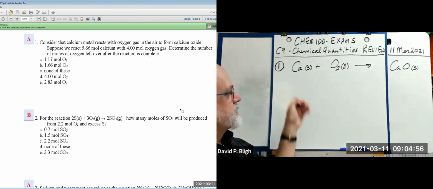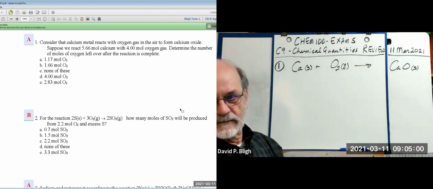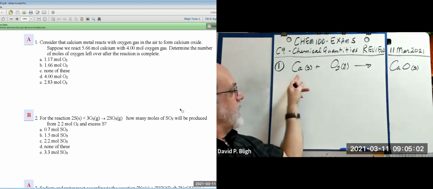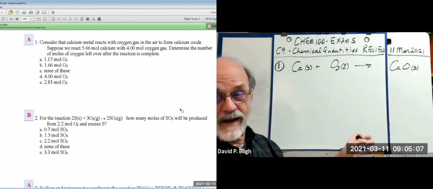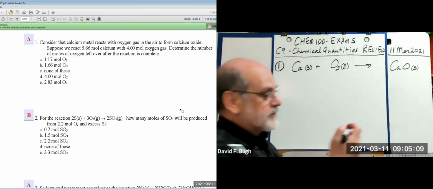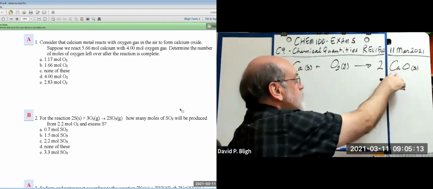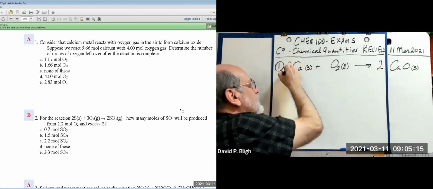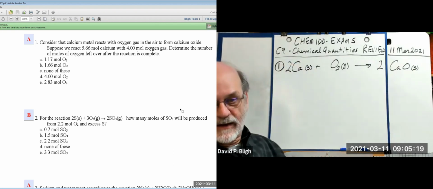Right? For something this simple, I don't even write the table out. Because if you've got one element here and one element there and a compound over there, it's fairly simple to get them to balance. You need 2 oxygens over here. That makes 2 calciums. Now you need 2 calcium. So that's easy to balance.